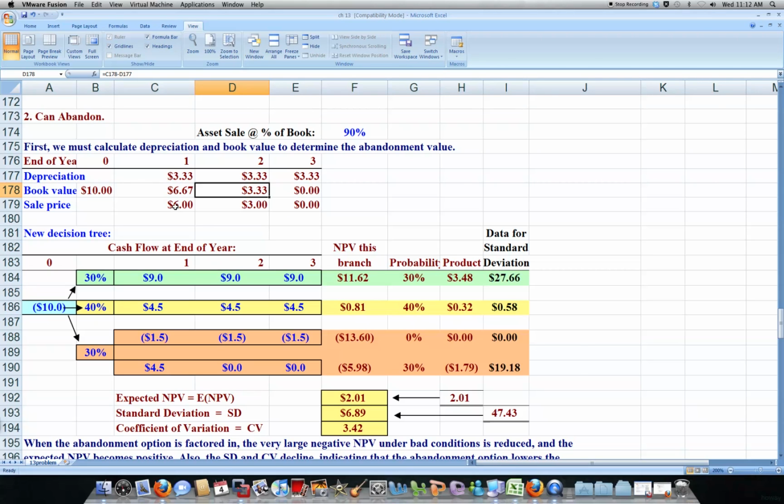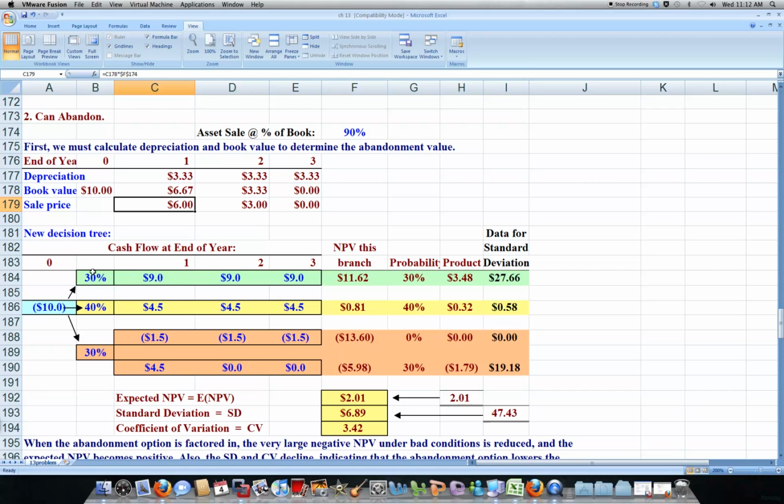Okay, now to find what we can sell it for, we take our book value, which is 6.67 here at the end of this first year, times our 90%. That's what the problem tells us we can sell it for. So even though the book says it's worth 6.67, we actually can sell it for 6. Okay, so now let's find our abandonment option.